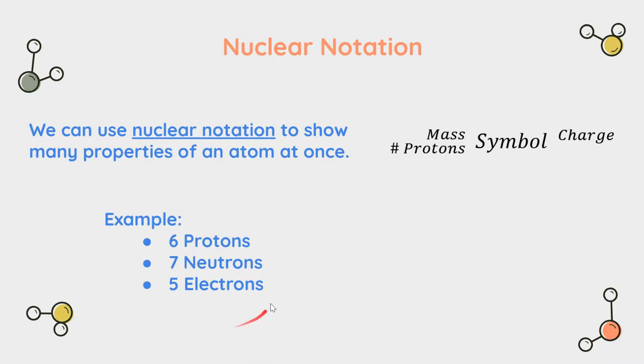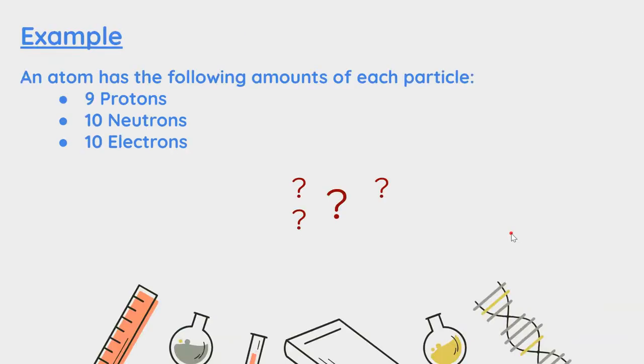So for instance, if I have an atom with 6 protons, 7 neutrons, and 5 electrons, I would say my symbol is C for carbon. We'd get that from the periodic table. My number of protons goes in the bottom left, 6. My mass, 7 plus 6 is 13. That mass goes in the top left. And my charge, positive 1, because there's one more proton than electrons, goes in the top right. Let's have you try one.